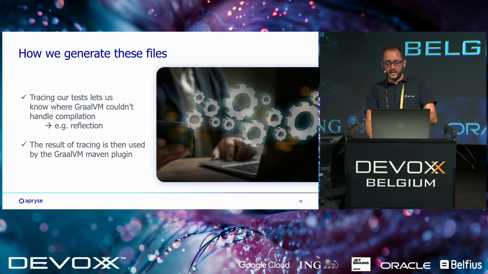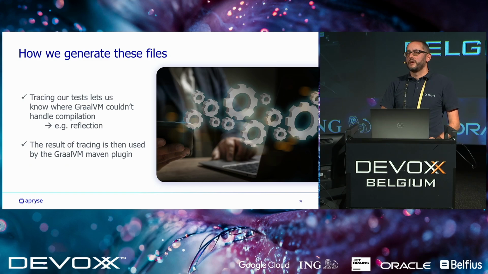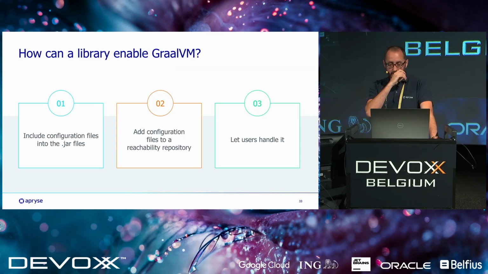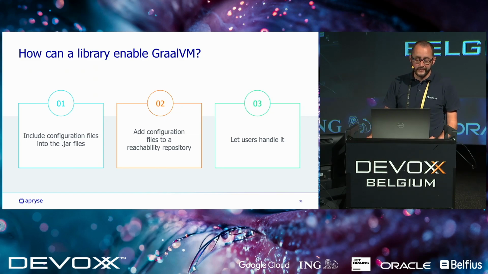So we have these files. How can we now enable our library for GraalVM support? There are three options. One is a very poor option, and I'll let you decide which one it is. The first option is to include the configuration files into the jar files themselves. Very much like a manifest, you would include it into the jar file.